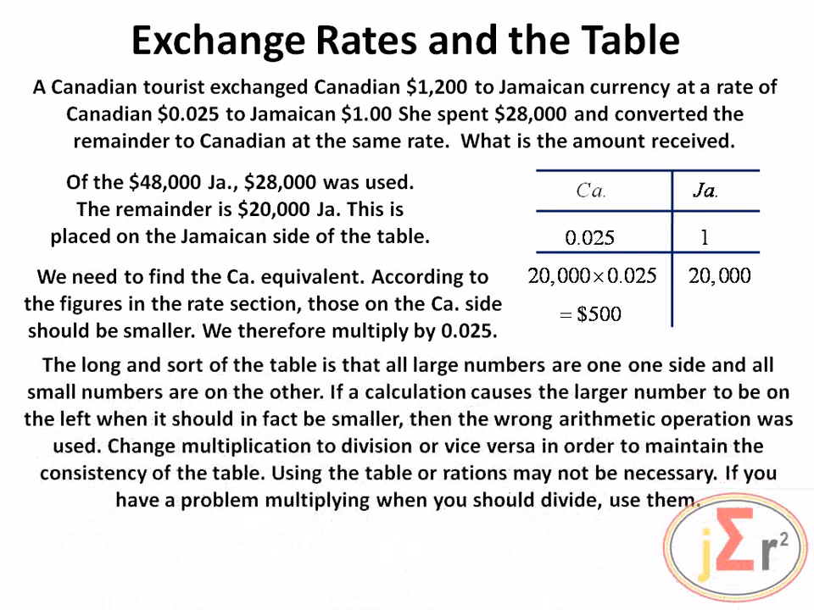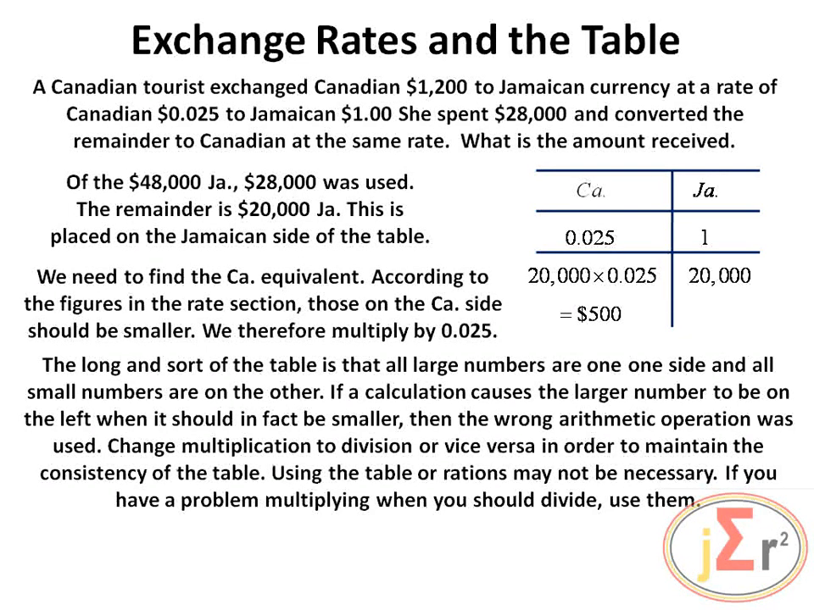The long and short of the table is that all large numbers are on one side and all small numbers are on the other. If a calculation causes a larger number to be on the left when it should in fact be on the right, or it should be smaller, then the wrong arithmetic operation was used. Change multiplication to division or vice versa in order to maintain the consistency of the table.